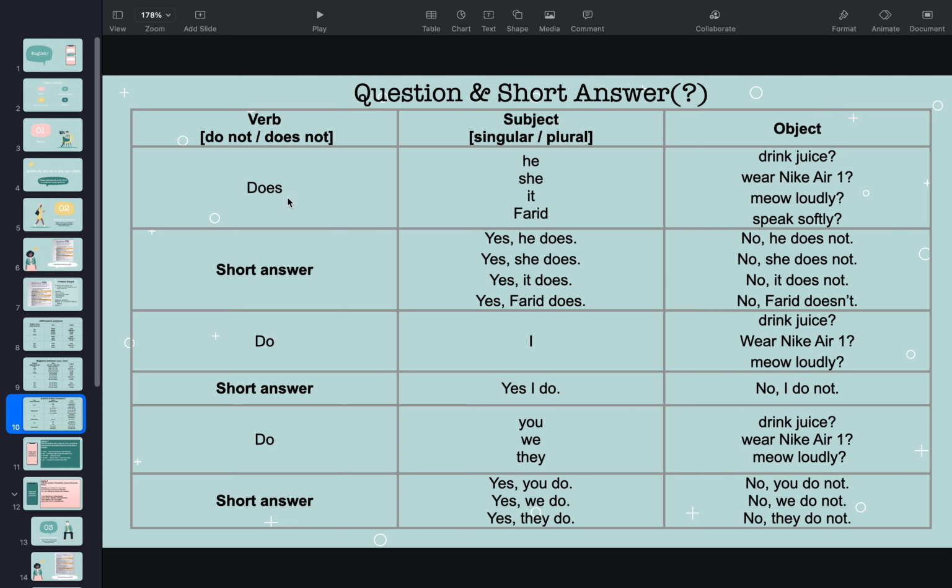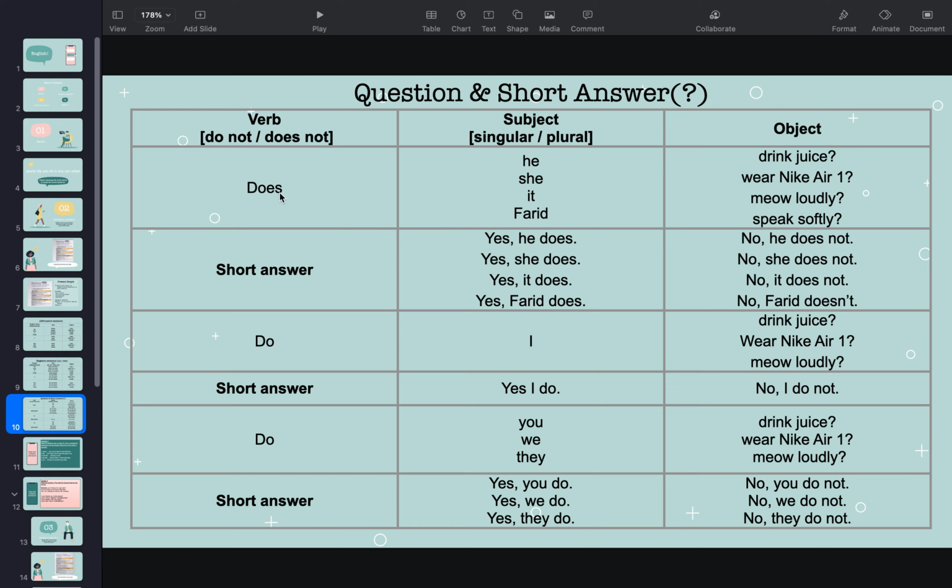Macam tu. Okay, dah tanya soalan kan? You already asked the question. Does he drink juice? Now you must answer it. If he does drink juice, then this is how you're gonna answer it. Kalau dia minum jus, jawab macam ni, yes he does. Kalau dia tak minum, no he doesn't. Okay, teacher dah buat satu-satu ni, kamu boleh tengok.